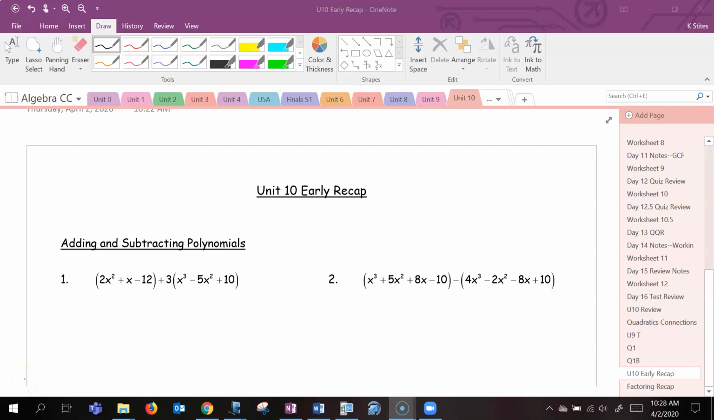Hello Algebra 1. So today we are going back to Unit 10. That was the unit that we were working on before our e-learning. So this is the green packet. Now this specific document is not in your green packet.